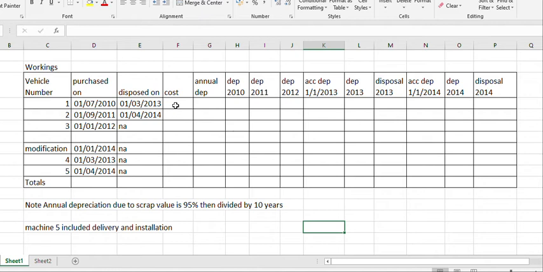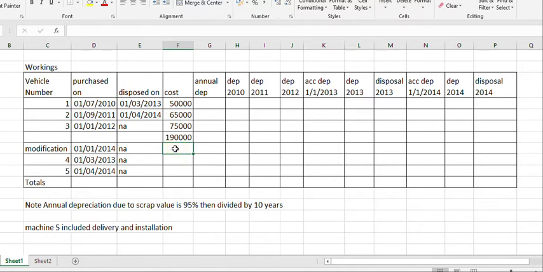Now, I'm going to start with vehicle 1, 2 and 3 and the cost of vehicle 1, 2 and 3. So these come from the question. The cost of vehicle 1 was 50,000. The cost of vehicle 2 was 65,000. And the cost of vehicle 3 was 75,000. Okay, and I'm going to add up that figure because that is going to be our opening balance figure on the machinery T account. Okay, so 190.